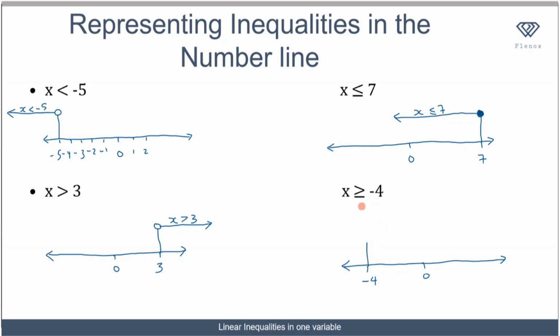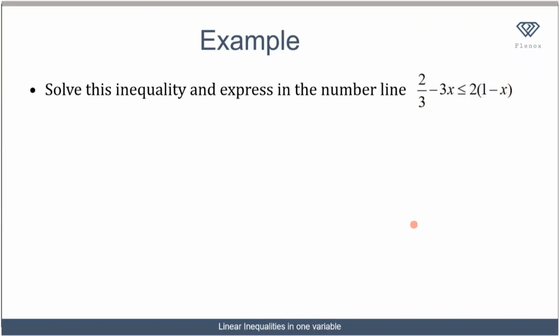Greater than means the value of x lies to the right of -4. So we shade it, since we are having greater than or equals to, and we point our arrow towards the right direction to have the value of x being greater than or equals to -4. So that is how we express inequalities in number line. So let's look at an example. So here we are told to solve this inequality and express in the number line.